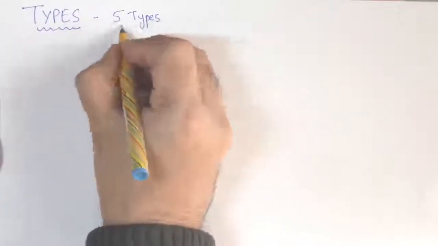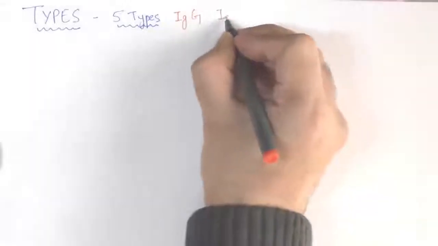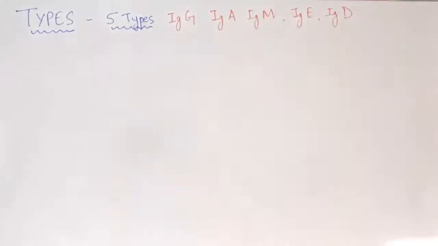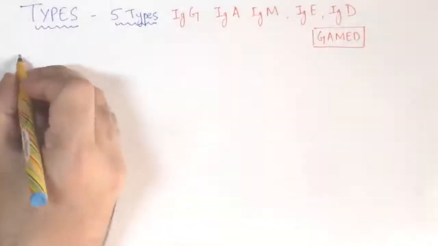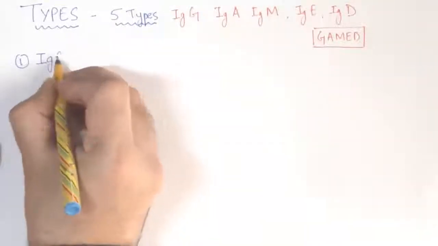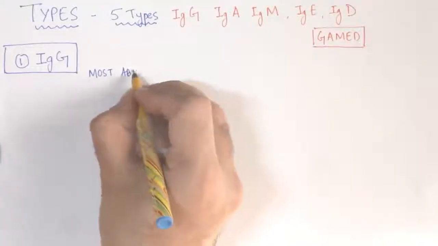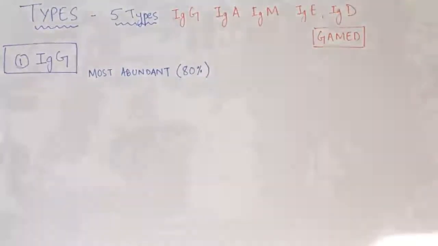Now let's talk about the various types of the antibodies. So there are 5 types of antibodies or immunoglobulins: the IgG, IgA, IgM, IgE and the IgD. These can be remembered by the simple mnemonic GAMED. Now first talking about immunoglobulin G. This is the most abundant type of antibody present in humans, and it accounts for approximately 80% of the total antibodies in the blood.